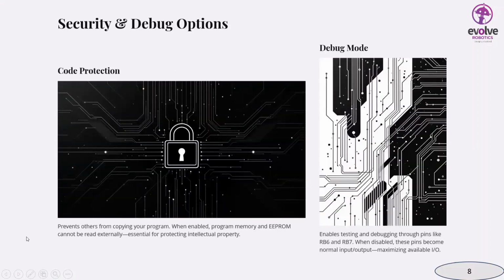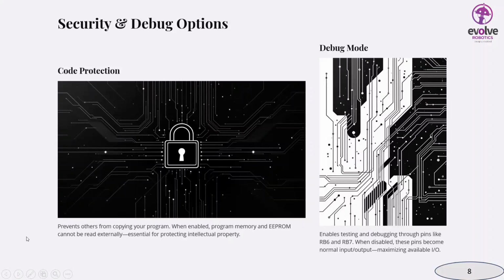Next is the security and debug options. So, going to code protection. Code protection prevents others from copying your program. If enabled, program memory and EEPROM cannot be read externally. This is useful for protecting your project or product.